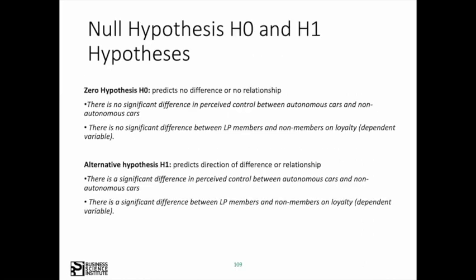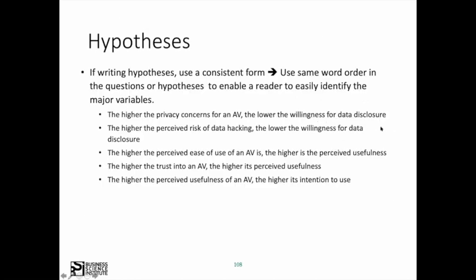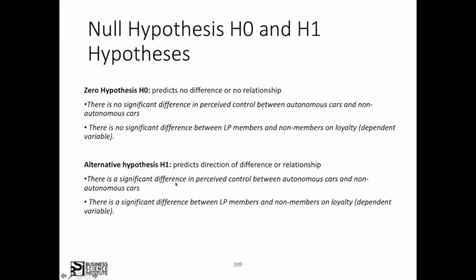This brings me to the null and alternative hypothesis. The null hypothesis is that there's no relationship, no difference, whereas the alternative hypothesis predicts a difference or a relationship. By formulating the alternative hypothesis, you are already saying that there is actually a significant difference or relationship between the different concepts.